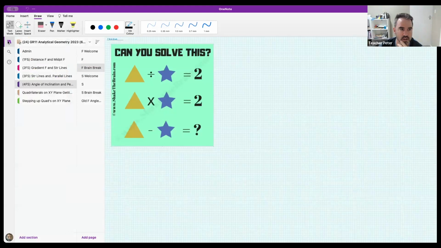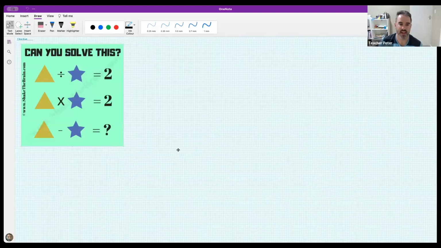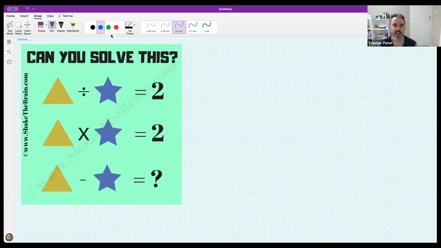And then a brain break. So here is today's brain break. Can you tell me what a triangle minus a star is going to be equal to? See if you can solve that problem.